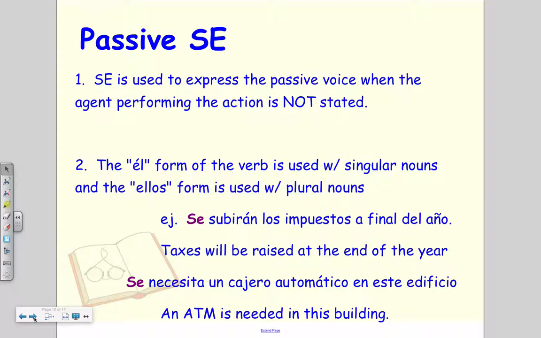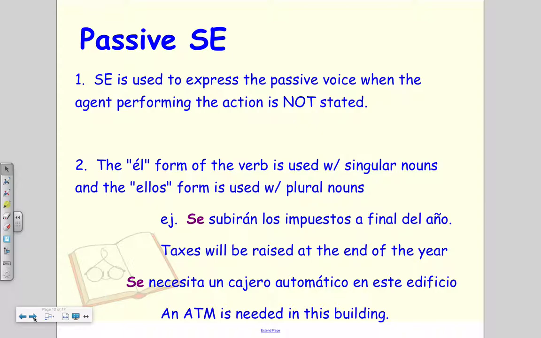In Spanish, we have two ways of expressing the passive voice, using ser and a past participle, which you worked on in Spanish 4, and you can use se. And that's what we're going to talk about this year in Spanish 5, using se to express the passive. So we're going to use the passive when we don't know who did the action. Okay? Instead of saying the book was written by me, it'd be the book was written.